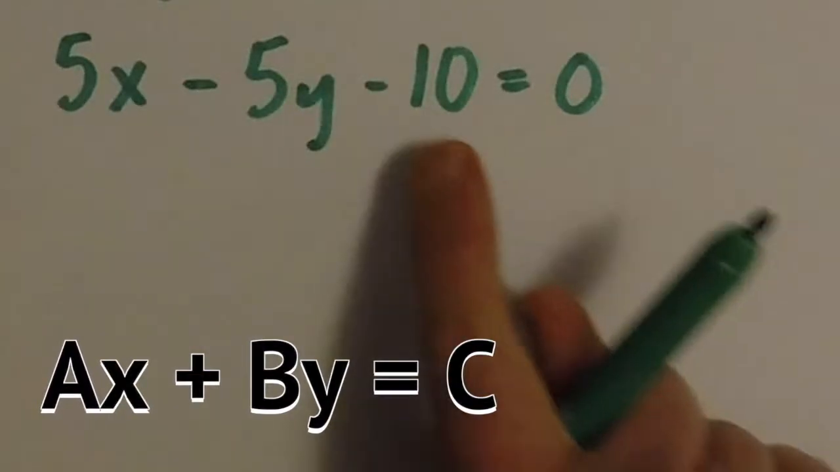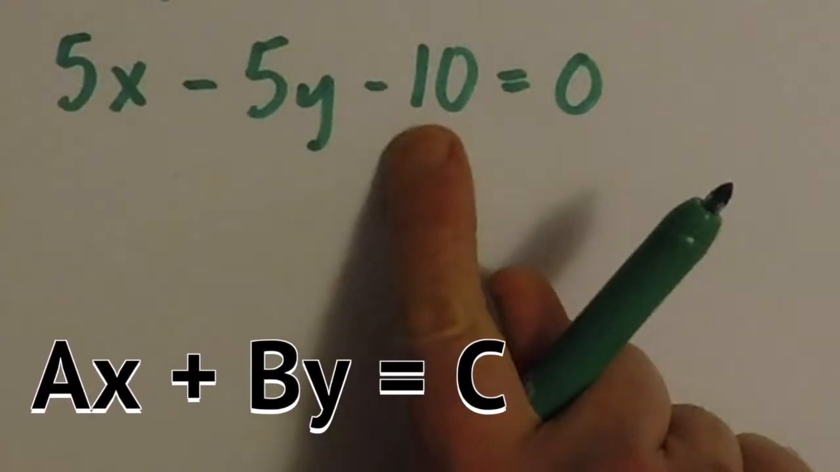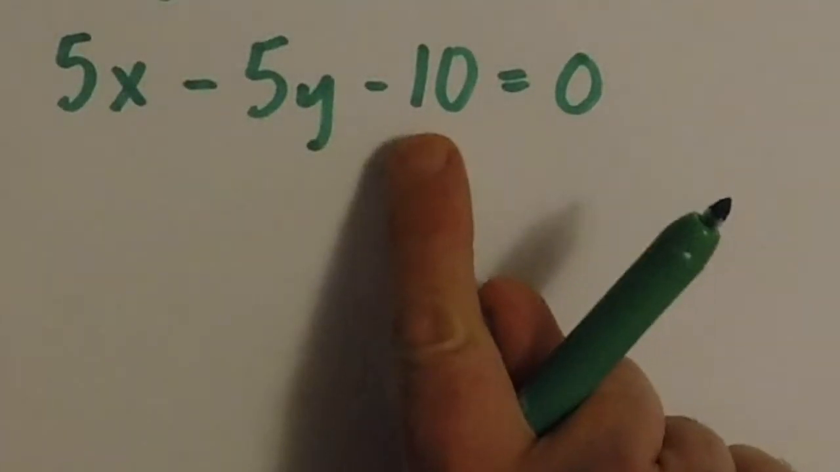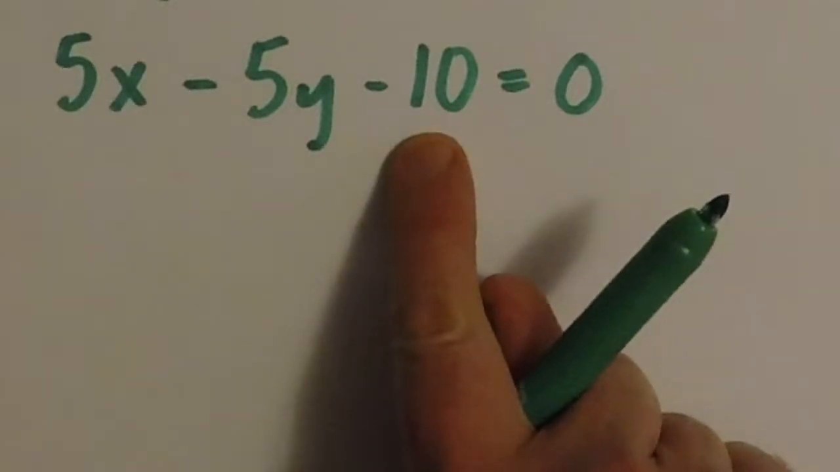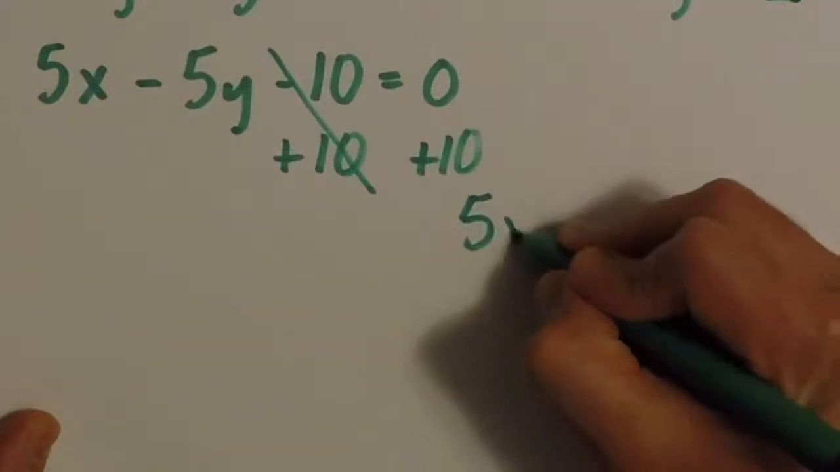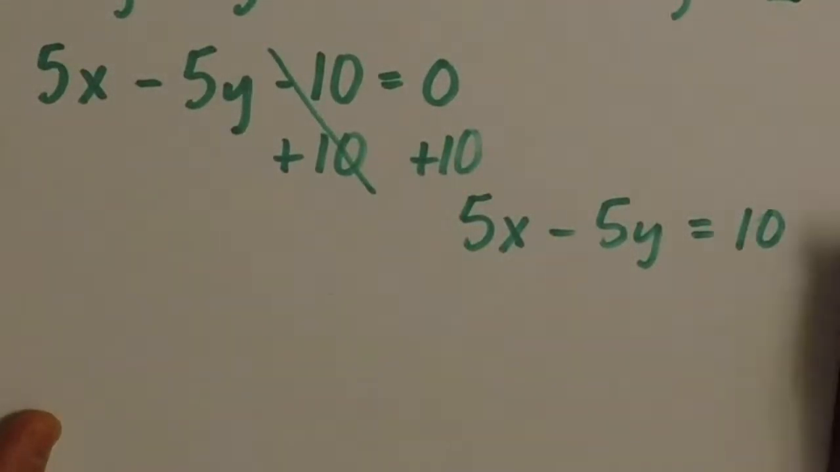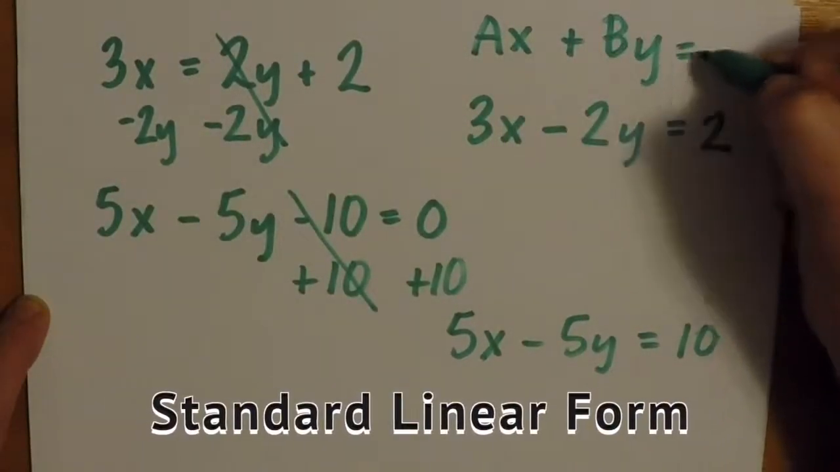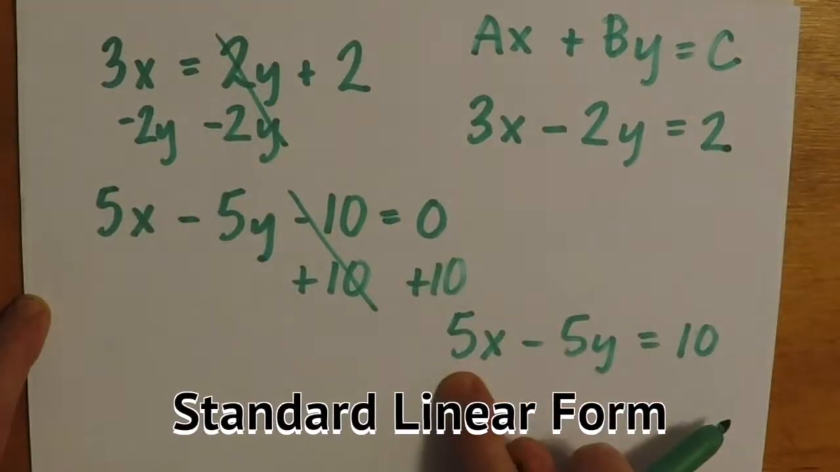In the second equation, the x term and the y term are both in their correct spots, but the constant term, negative 10, should move to the right side of the equal sign. We can accomplish this by adding 10 to both sides. We have reached our first goal of writing the equations in standard linear form.